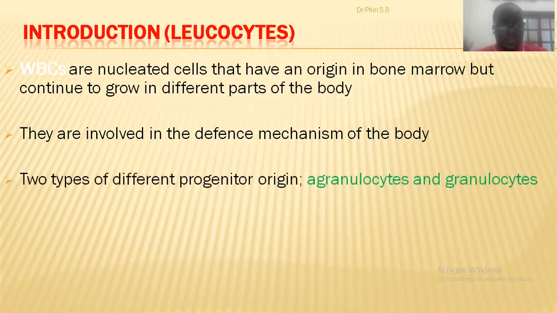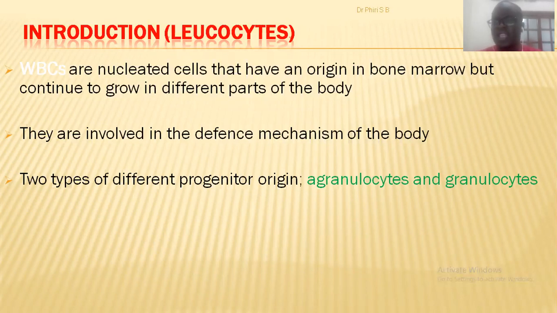There are two types of white blood cells of two different progenitor origin. You have the agranulocytes and granulocytes. The agranulocytes, you know, to say they don't have granules. You're talking of monocytes and lymphocytes. Granulocytes contain granules. You're talking of the neutrophils, basophils, and eosinophils. So these are coming from two different progenitor cells.